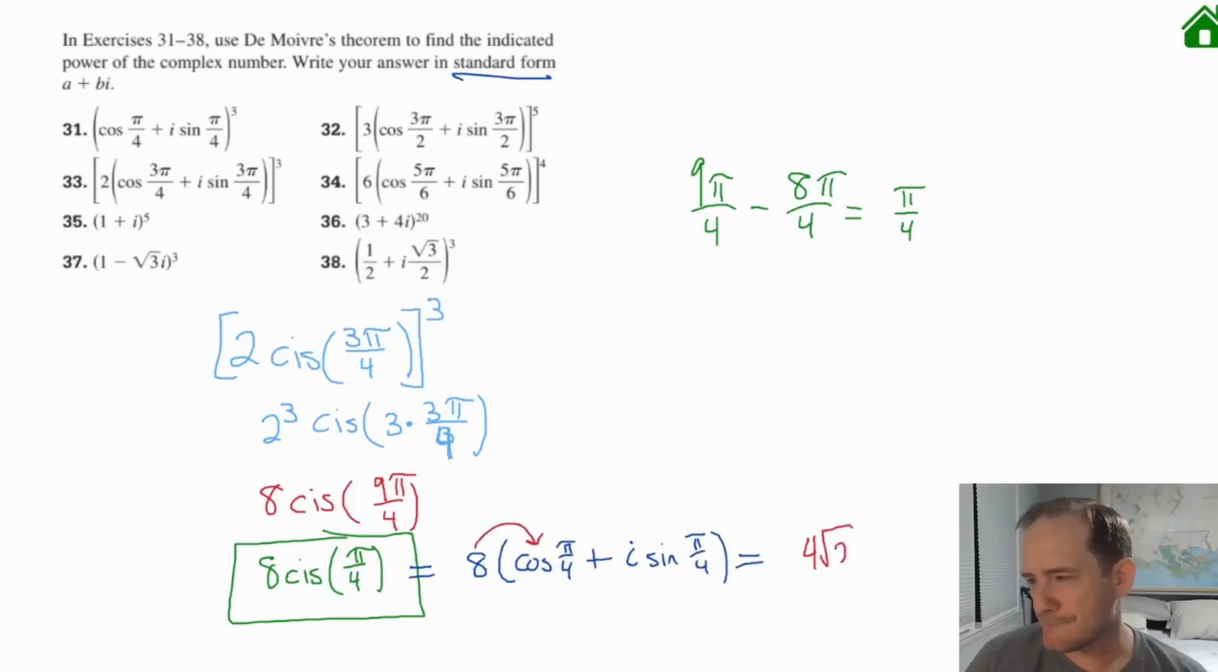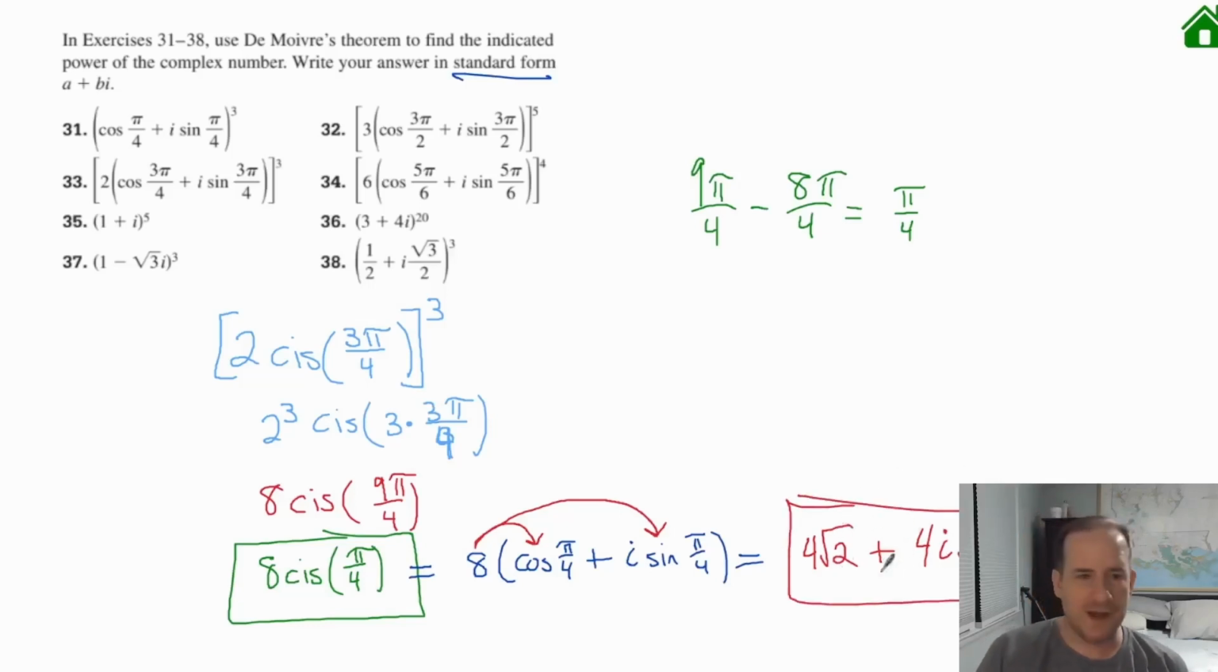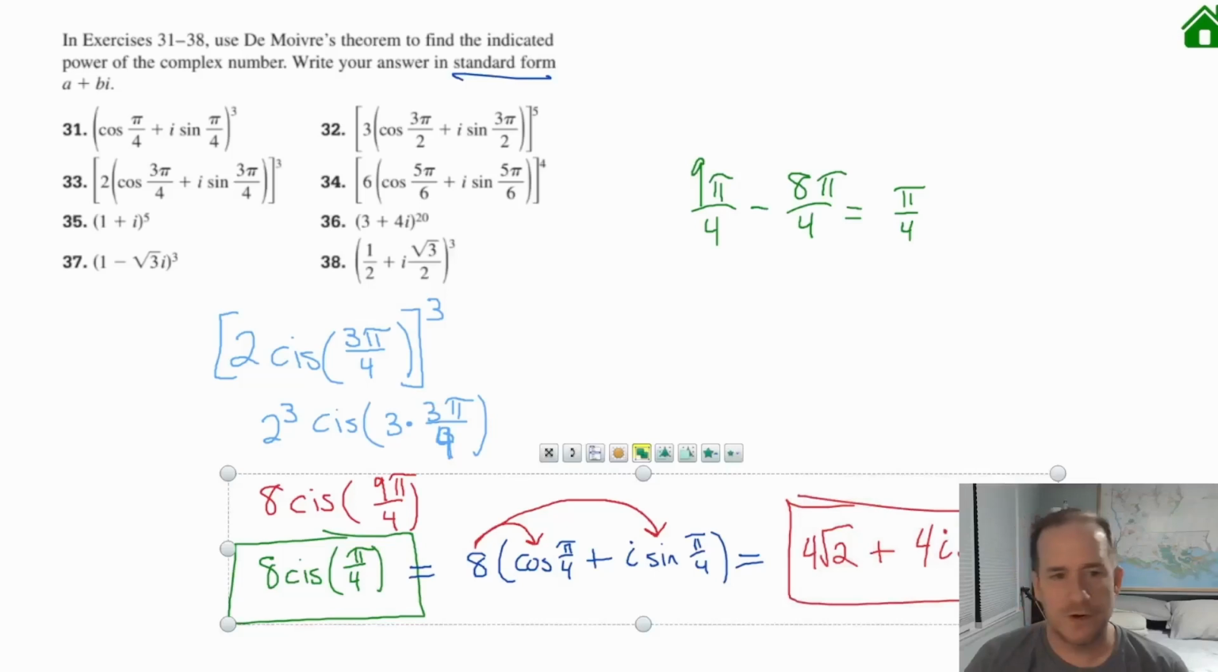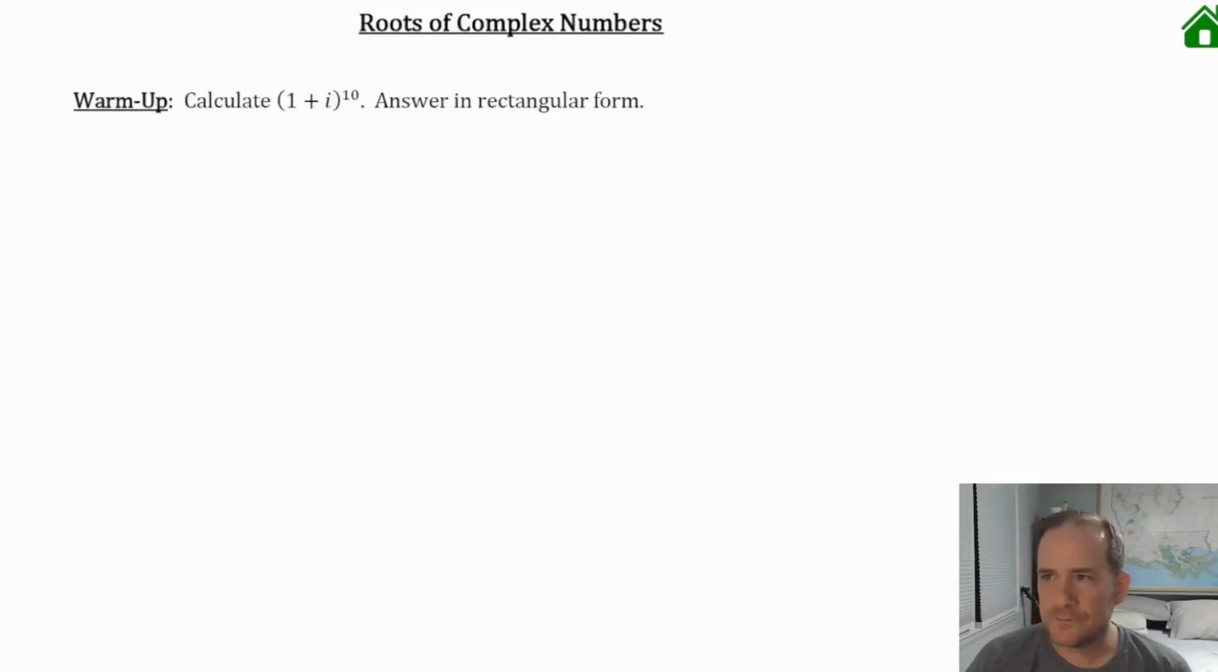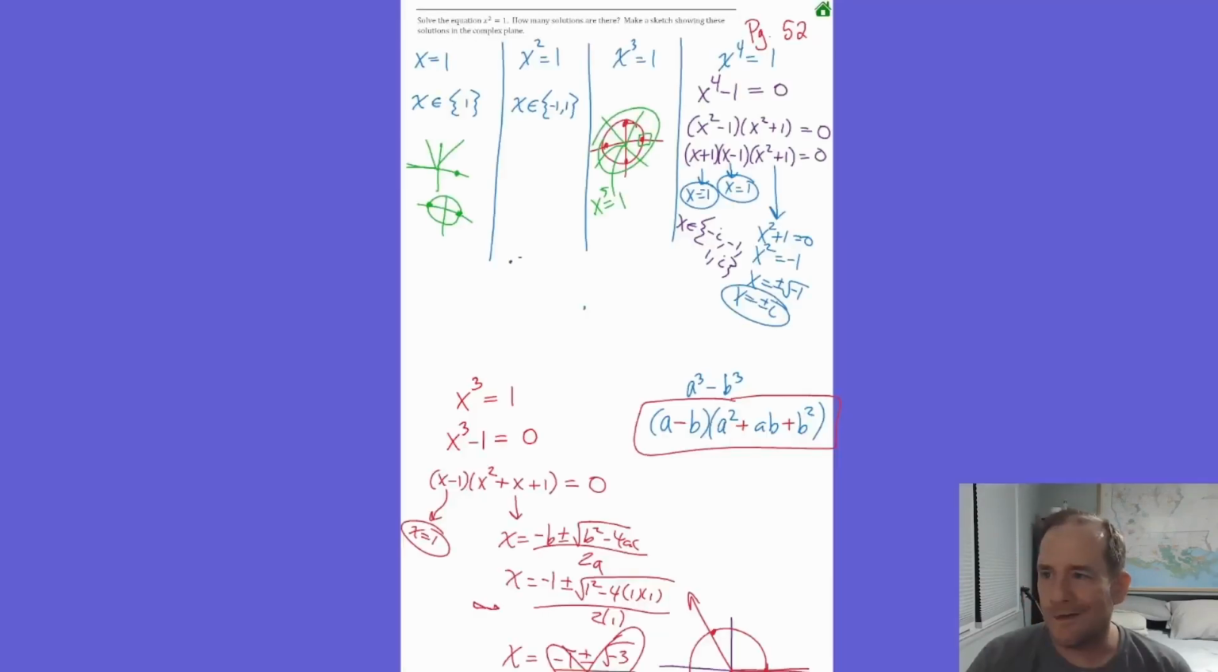So distributing an 8 onto that would give you 4 root 2 plus 4i root 2, which is hiding behind my face annoyingly. I just realized it. I will now grab that for you and shrink it down. There's your final answer. So 4 root 2 plus 4i root 2 would be the third power of that complex number. Okay, and then finally, here's the lesson that we did today that I didn't really finish.